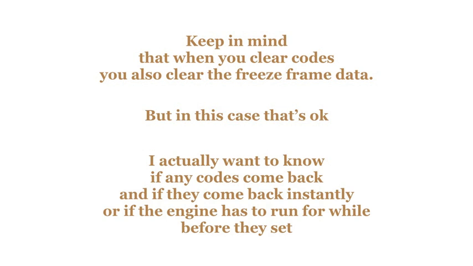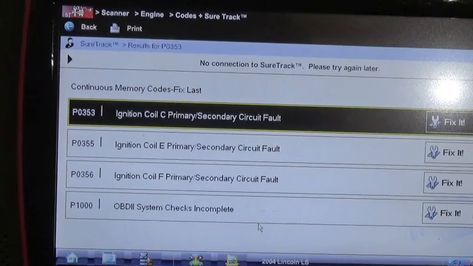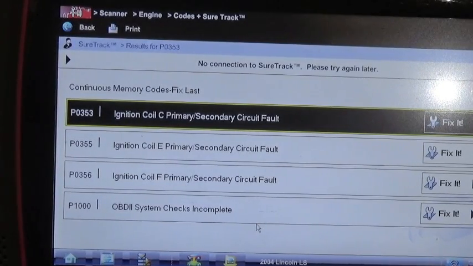I actually want to know if any of the codes come back, and if they come back instantly or if the engine has to run for a while before they set. If codes come back instantly and freeze frame data confirms that, then I know the codes are real. And now you can see here that we've got 4 codes: P0353, 355, 356, and P1000. Now the P1000 just basically means the computer's seen a problem, therefore it has not completed all of its monitors.